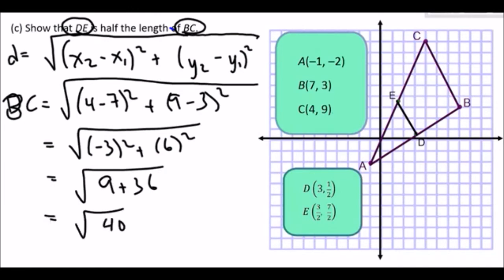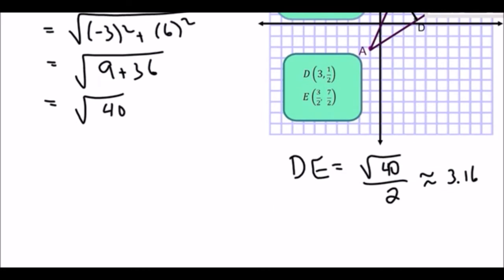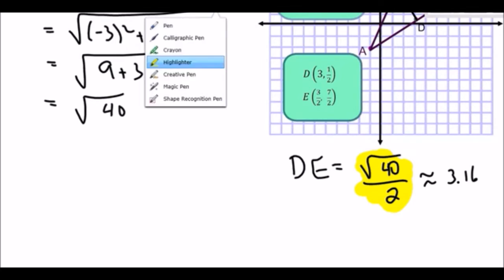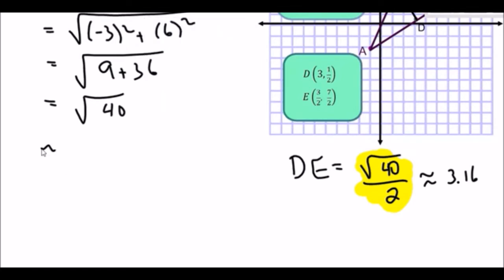Now hopefully you're already thinking, hooray. And in case you're not yet thinking that, don't forget to look over here. See what happened there. And in case you really don't like this whole radical thing, I will let my calculator give me an approximate value for square root 40, which is 6.32. So 6.32.